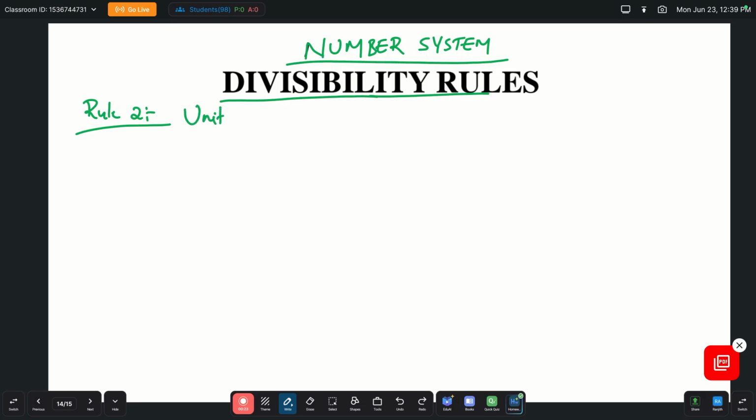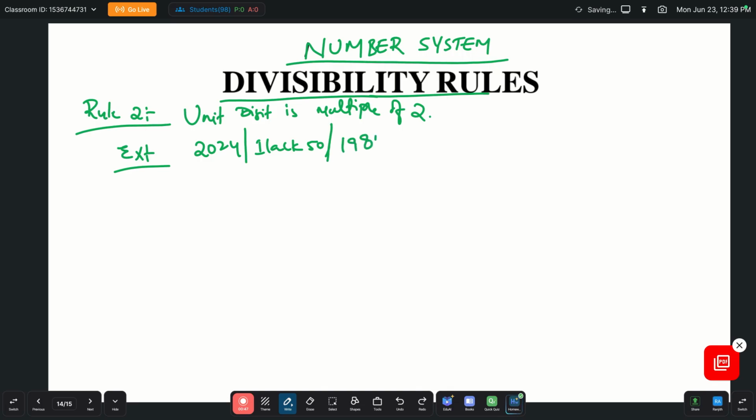The unit digit is a multiple of 2. For example, if any number ends with a multiple of 2, such as 20, 24, 1,50,000, and also 1980, and 400.